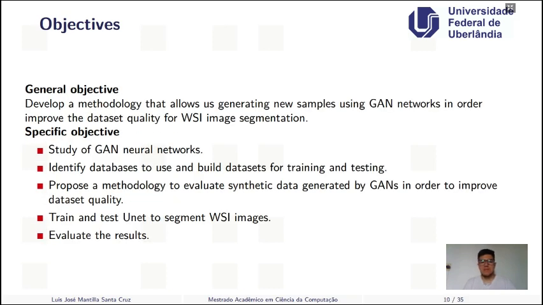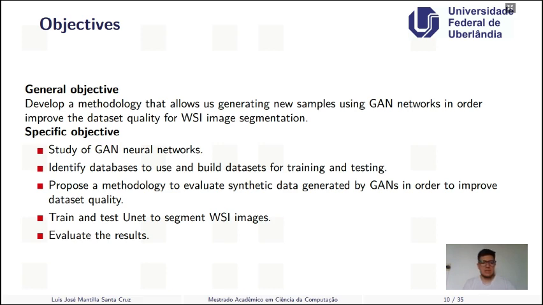The general objective is to develop a methodology that allows us to generate new samples and evaluate the samples using neural networks in order to improve the dataset quality for WSI image segmentation. Basically, we want to develop a methodology that allows evaluating new samples to fix some datasets.